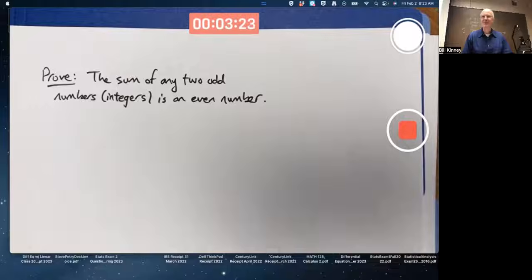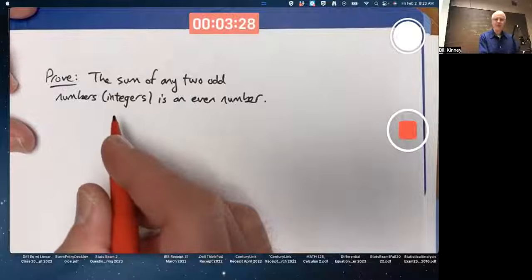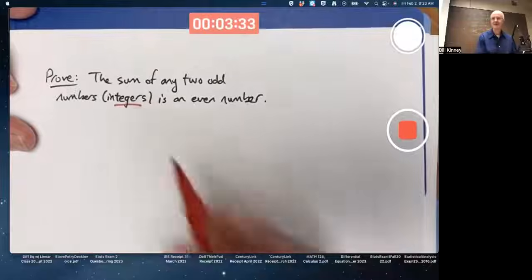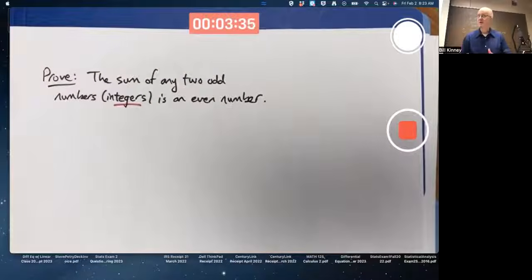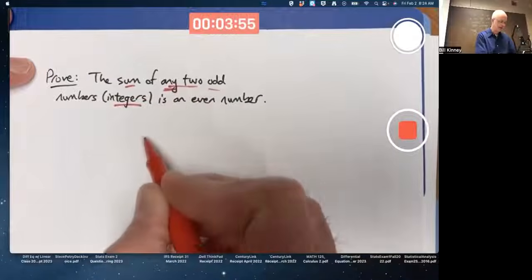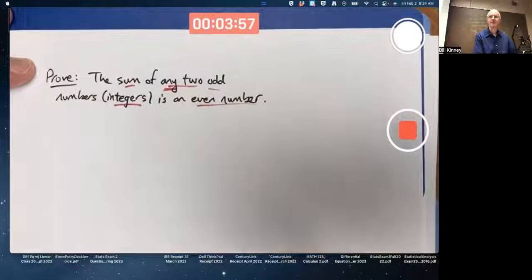Let's do our first proof of the class. It's a fairly simple problem. Prove that the sum of any two odd numbers, meaning integers, not arbitrary real numbers. When we talk about even and odd numbers, we're talking about integers like 1, 2, 3, 4, 5, 6, etc. Also 0, also negative whole numbers, you might say, -1, -2, -3, -4, etc. Those are integers. Prove that the sum of any two odd numbers is an even number.